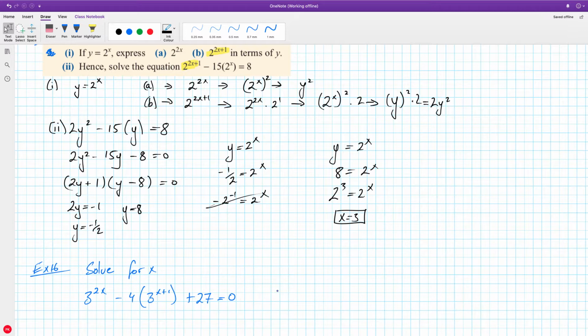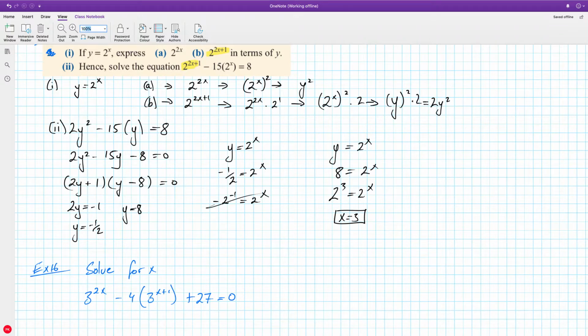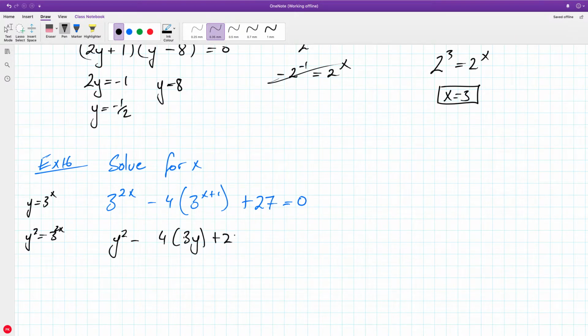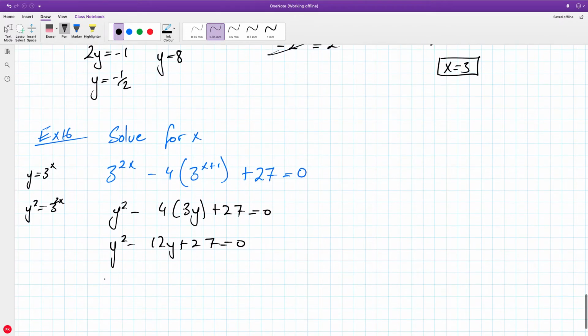So if we look at it, y is equal to 3 to the power of x. So that means y squared is equal to 3 to the power of x, all squared, which is 3 to the power of 2x. So that's y squared minus 4 times 3y plus 27 is equal to 0. Obviously, you can come out here to the side and do all your rough work to figure out what 3 to the x plus 1 and 2x is. So that's y squared minus 12y plus 27 equals 0. Factorize it.